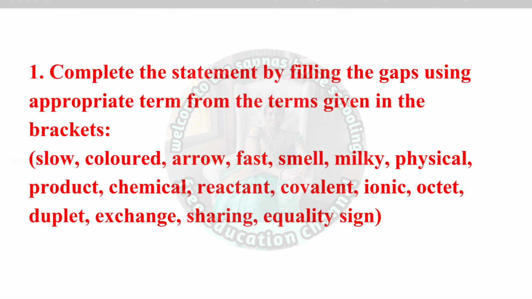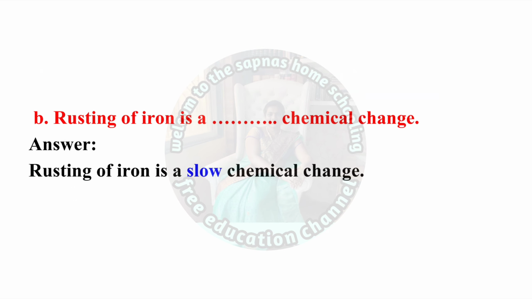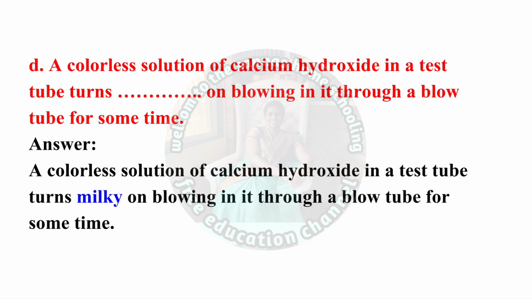First question: complete the statements by filling the gaps using appropriate terms from the terms given in the brackets. A. An arrow is drawn in between the reactants and products while writing the equation for a chemical reaction. B. Rusting of iron is a slow chemical change. C. The spoiling of food is a chemical change, which is recognized from the generation of certain smell due to it.